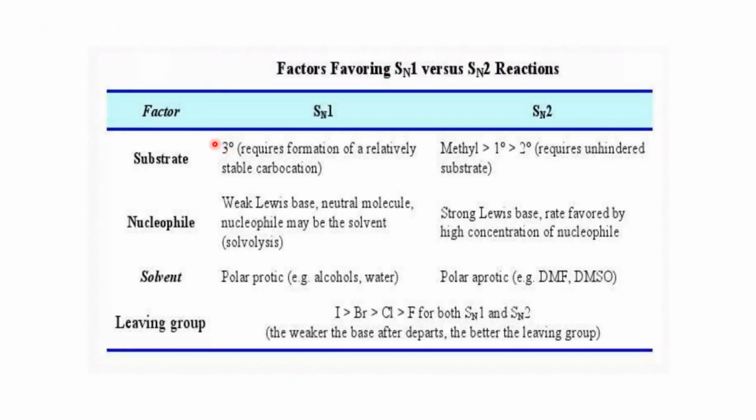Now coming to the consolidated SN1 and SN2. See, for the substrate, SN1 prefers the 3-degree alkyl halide, whereas SN2 prefers methyl or 1 degree. A 2-degree alkyl halide can undergo both SN1 and SN2. Then coming to the nucleophile, the SN1 reaction can occur even with a weak Lewis base or neutral molecule, but the SN2 reaction is favored by a strong Lewis base. Solvent for SN1 is polar protic solvent like alcohol, water, and for SN2 it is polar aprotic solvent like dimethyl sulfoxide, etc. And the leaving group will be the same for both SN1 and SN2. Iodide will be a better leaving group than bromide, than chloride, than fluoride.